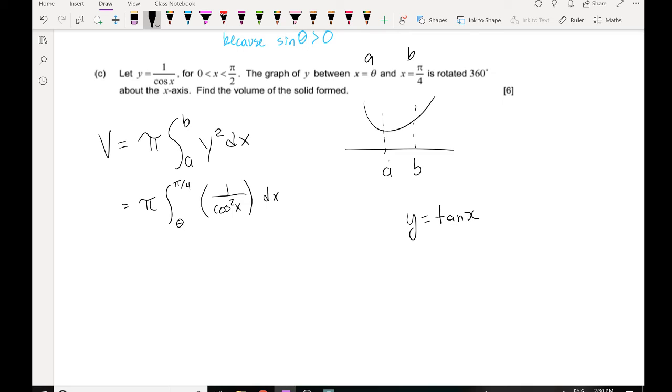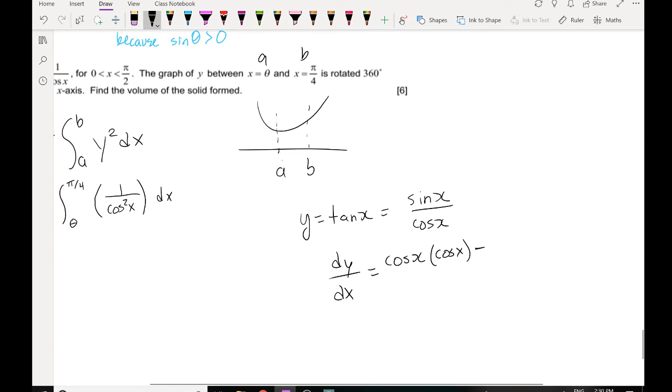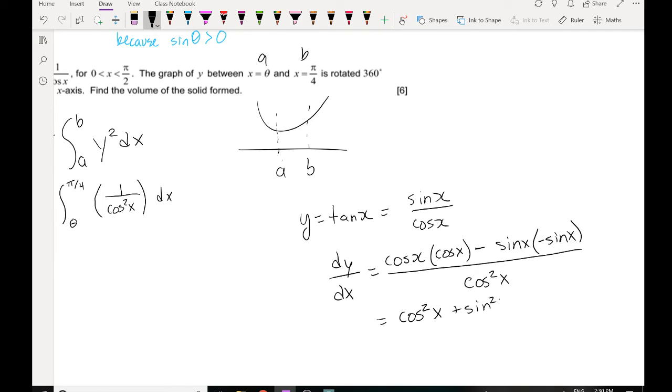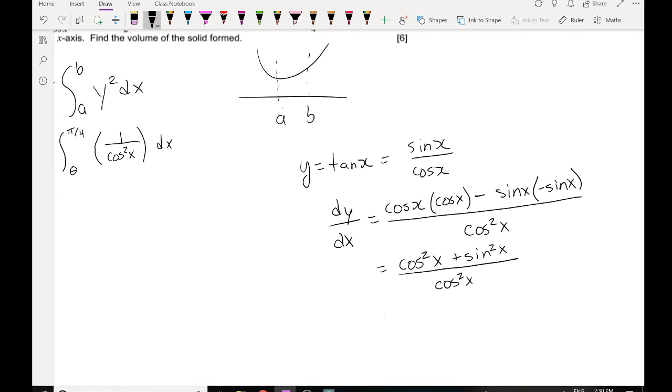And so tan can be written as sine over cos. If you were to take the derivative of that, dy by dx, you'd have to use the quotient rule. So you'd have the denominator times the derivative of the numerator minus the numerator times the derivative of the denominator, divided by the denominator squared. And so this works out to be cos squared x plus sine squared x on the top, all over cos squared x. We did this at some point as an exercise in class.